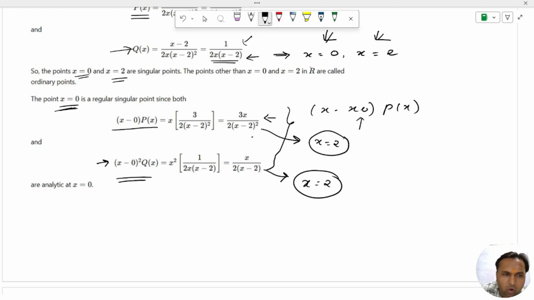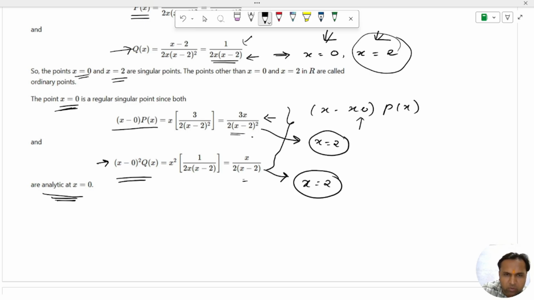Okay, so the given function becomes analytic at x equal to 0, so it becomes a regular singular point. That is clear. After substitution, the x cancels out of the denominator, right? So we can say it's a regular singular point. Similarly, we have to check for x equal to 2, right.